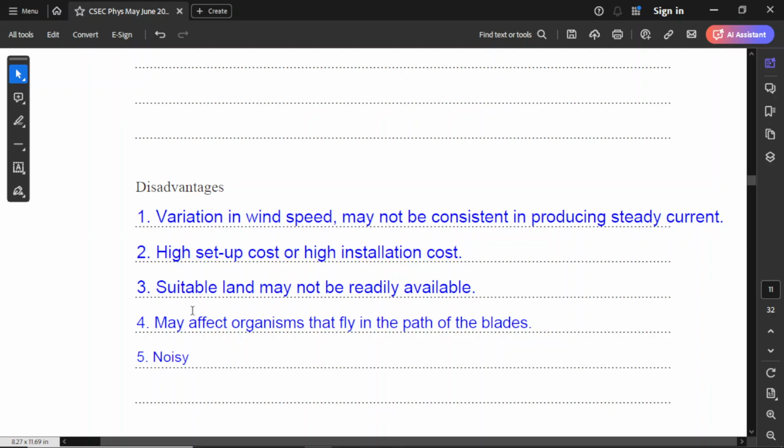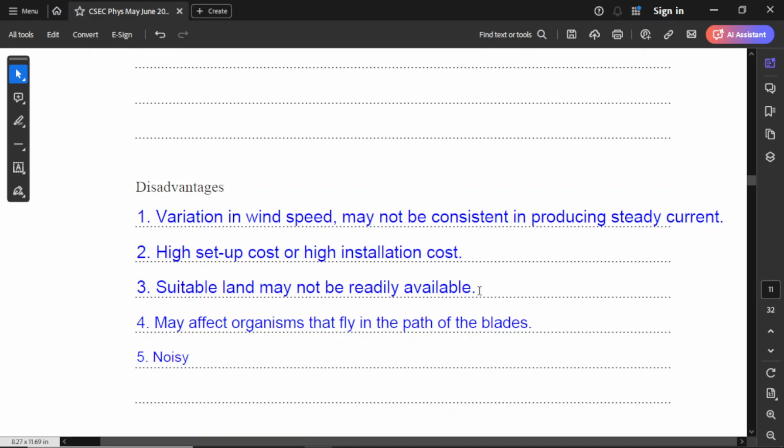And number 3 is that suitable land may not be readily available, because again, some Caribbean islands are very mountainous, and getting the wind turbine on hillsides may be very difficult. All right, and again, depending on where you live, if it is swampy and things like that. So there are a number of factors that can determine suitable land because, of course, the turbine must be fixed firmly and securely to prevent accidents and also disasters.